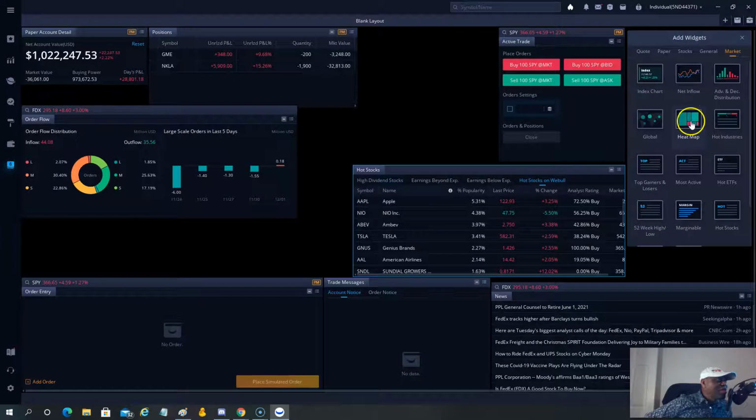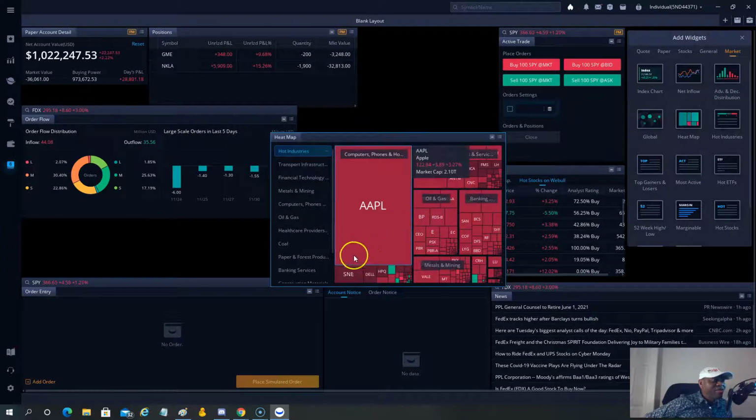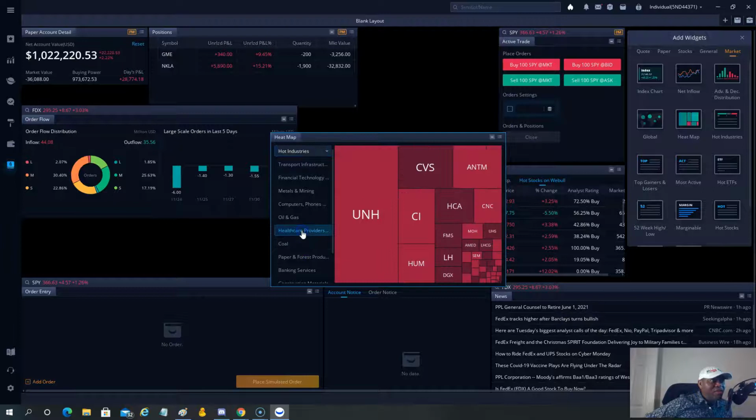There are so many things. The heat map. If you want to see the heat map by sectors and industry, for instance, you can say, let me look into the healthcare providers. Most of them, oh man, the red color is the best one.